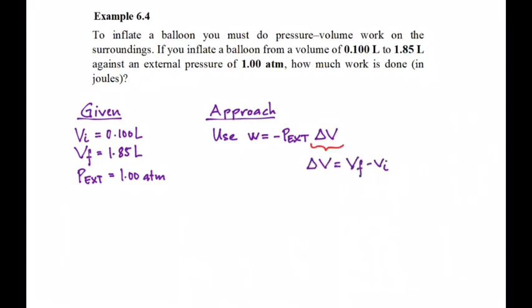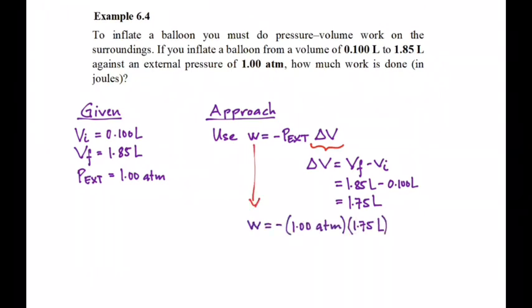So delta V, or the change in volume, is equal to 1.85 minus 0.1, which gives us 1.75 liters. Then we plug this into the equation. Work is equivalent to negative 1 atmosphere times 1.75 liters. So that's equivalent to negative 1.75 liter atmospheres.